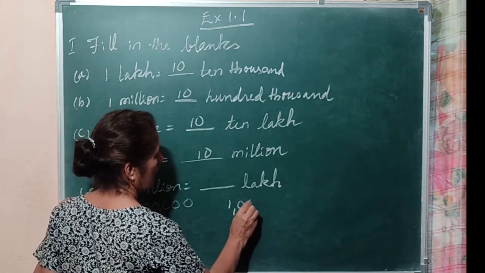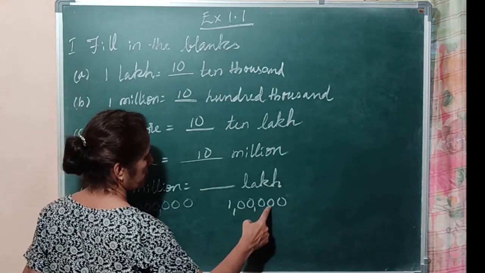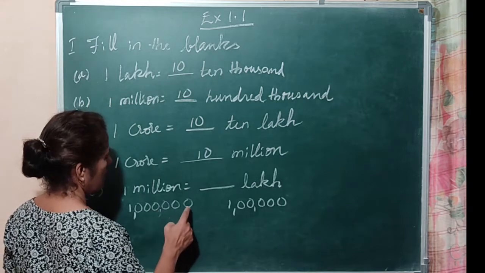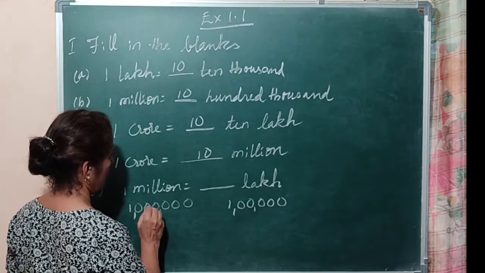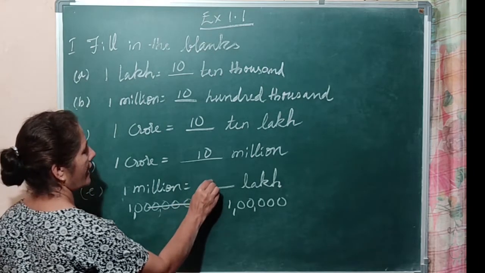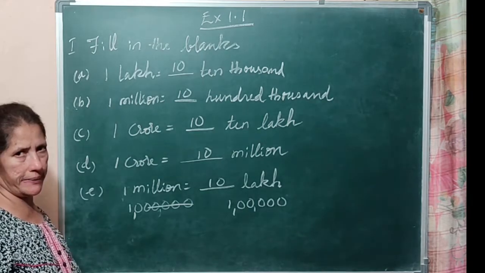1 lakh. After that 1,000. After that 3 zeros. 1, 2, 3, 4, 5. So 1 million is equal to how many lakhs? 10 lakhs. 10 lakh is equal to 1 million.